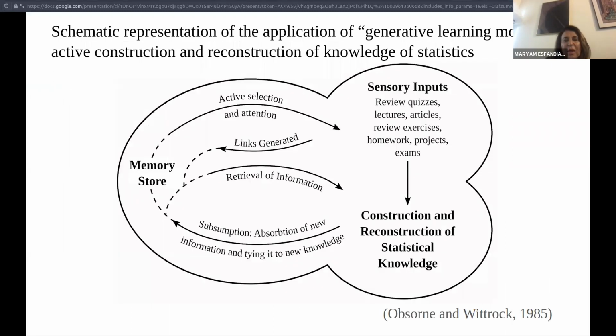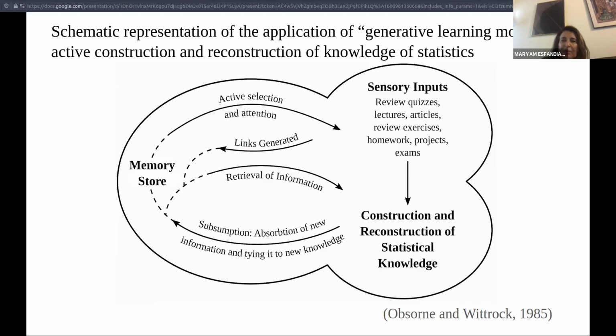Next, please. Okay, this theoretical model that you see here is the work of Osborne and Wittrock, and it completely explains what happens when knowledge gets generated. There is something here called a memory store, where all the prior information is. Then what we are doing with catching attention is what we call sensory input, and the sensory input depends on what you are using. For us, it was review quizzes that they take online, not graded, as many times as they want, lectures, articles, exercises, homeworks, projects, exams, whatever.